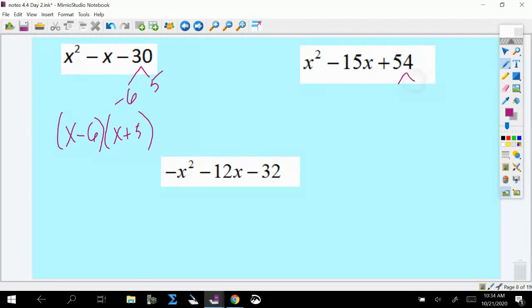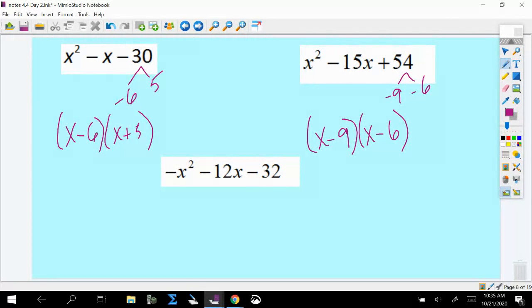This one I need numbers that multiply to get 54 and add to get a negative 15. So that's negative 9 and negative 6. So we have x minus 9 and x minus 6. They have to both be negative to multiply to get a positive, but to add and get a negative.